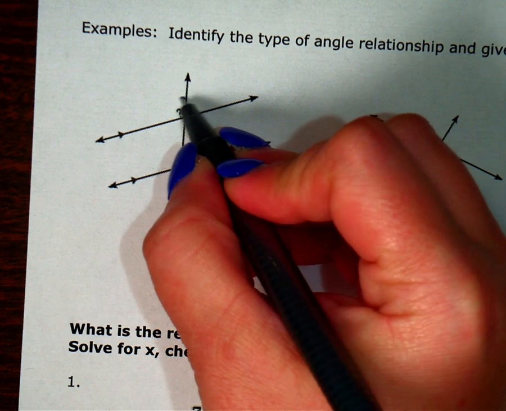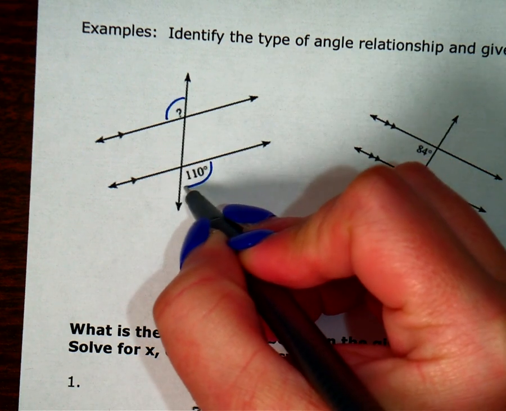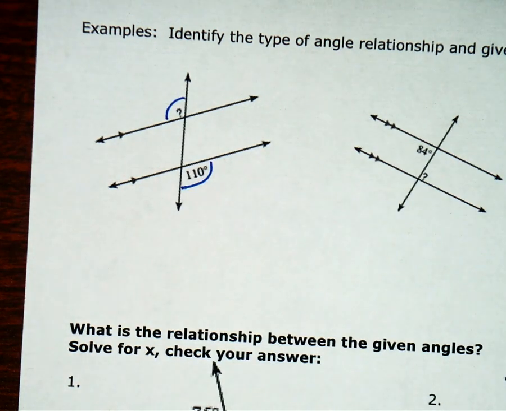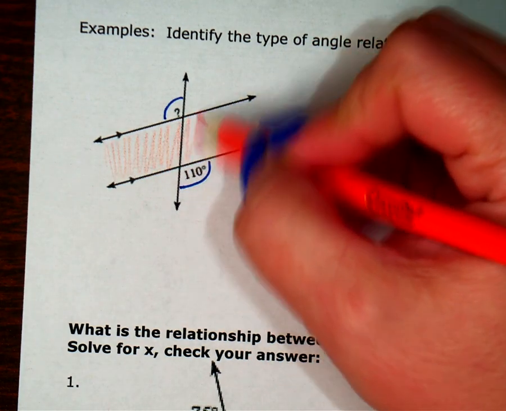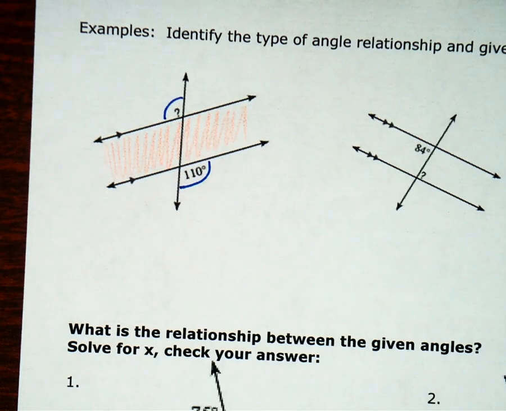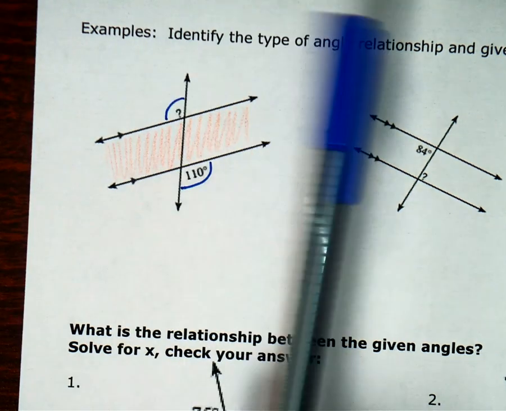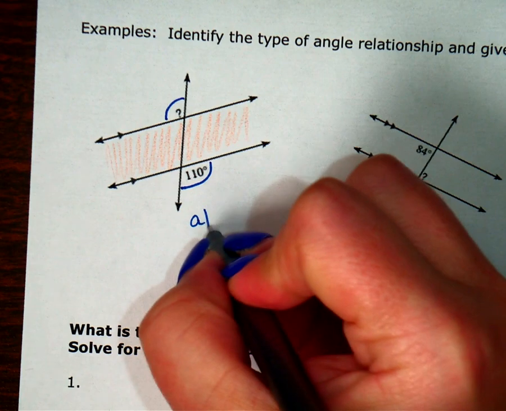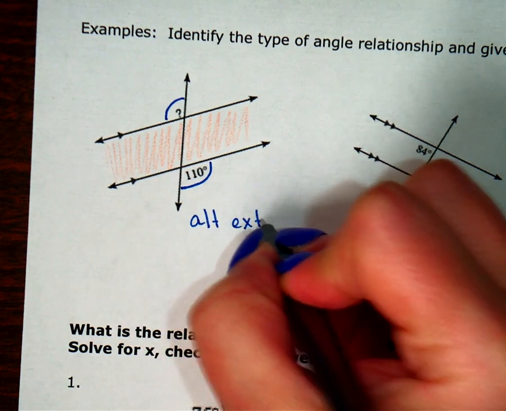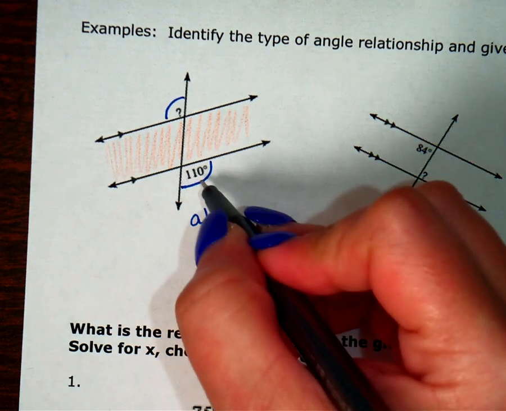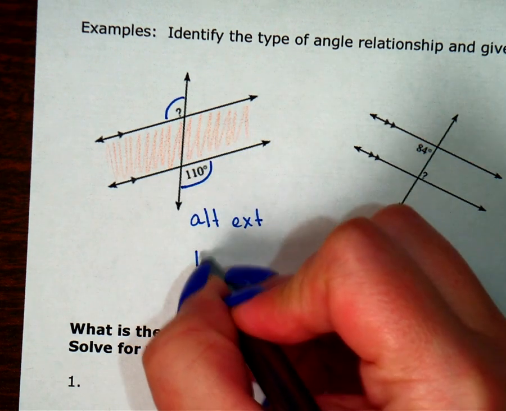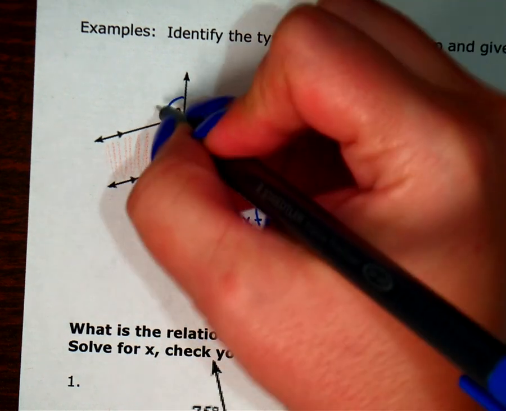So if I look here, I'm looking at these two angles. This is my interior. So I can see those two angles are not in the interior, they're in the exterior. One's on the left, one's on the right. So these are alternate exterior, which means that they are congruent because I have parallel lines. So if one's 110, the other's also 110 degrees.